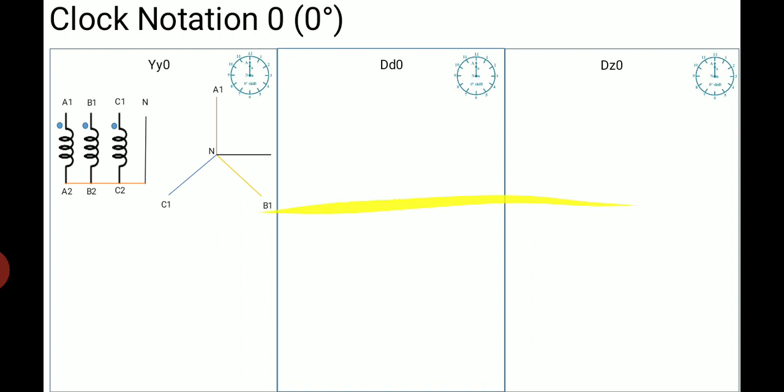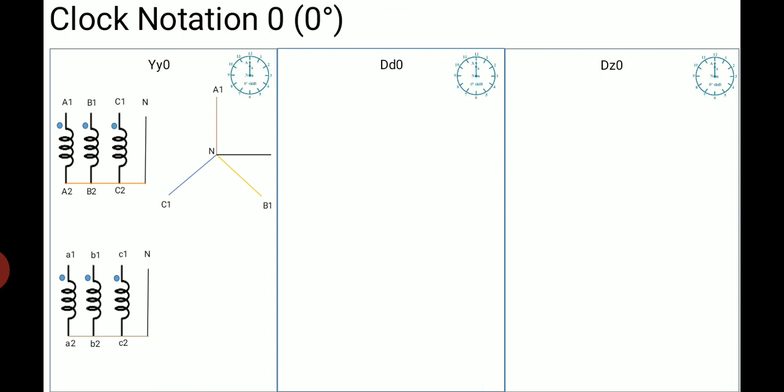If we make the same connection at the secondary side, we will obtain Y y 0. It means there is no phase displacement between the secondary voltage and the primary voltage.